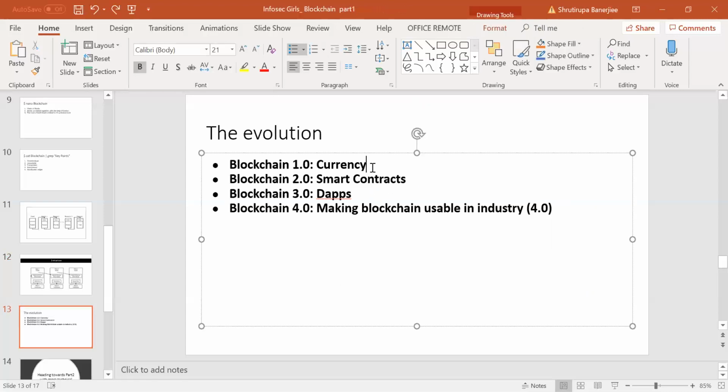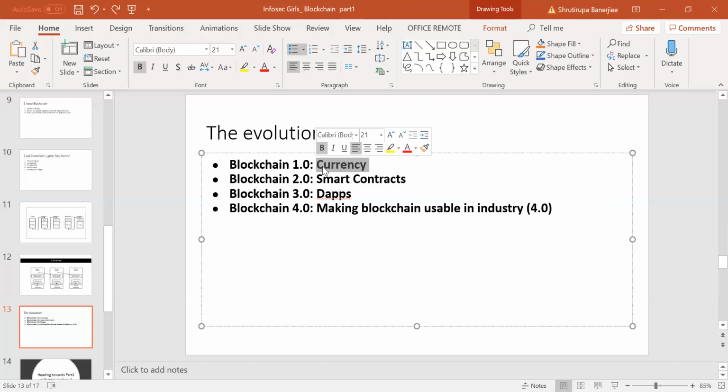So the very first evolution which was made was blockchain 1.0, where we were introduced to Bitcoin. And then we had so many cryptocurrencies. Each and every cryptocurrency had a blockchain. So whatever transaction you were making, its details, its information was stored in the blockchain. So blockchain 1.0 was introduced by Satoshi Nakamoto in his Bitcoin white paper.